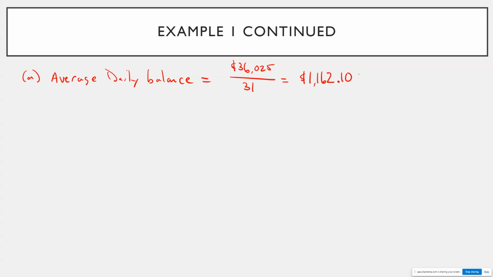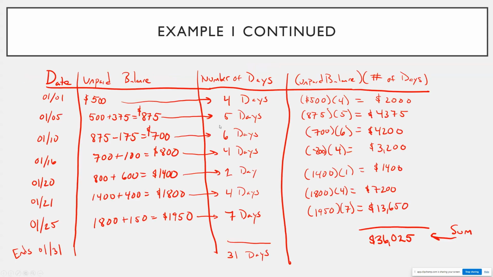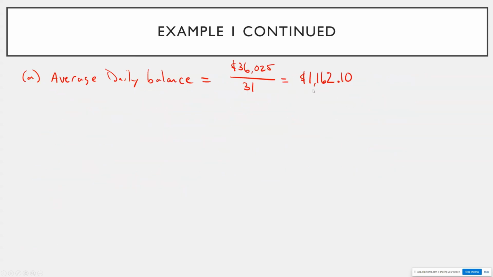Basically, what we're saying here is, look, some days your balance was $500, some days your balance was $1,950, but the average unpaid balance you carried over those 31 days, so on average, how much did you have unpaid? Was this much.